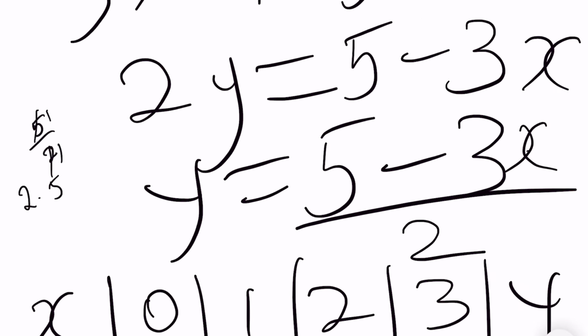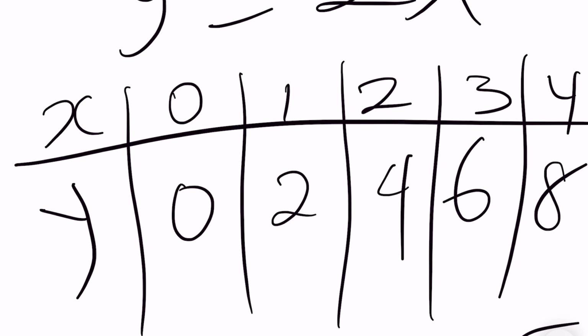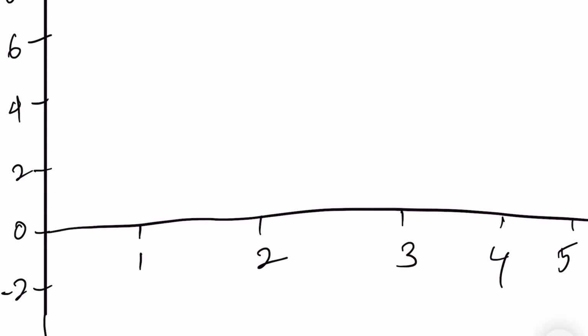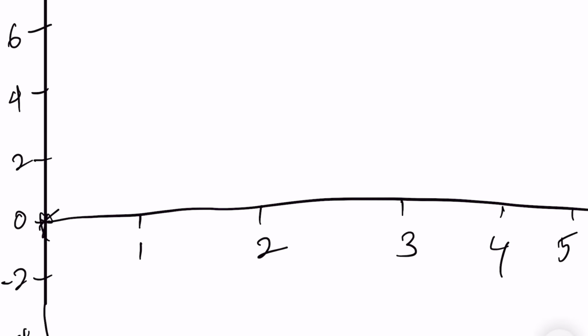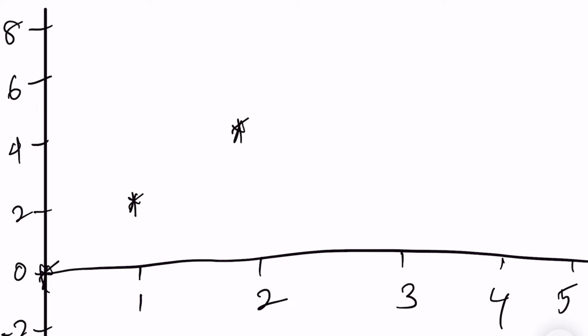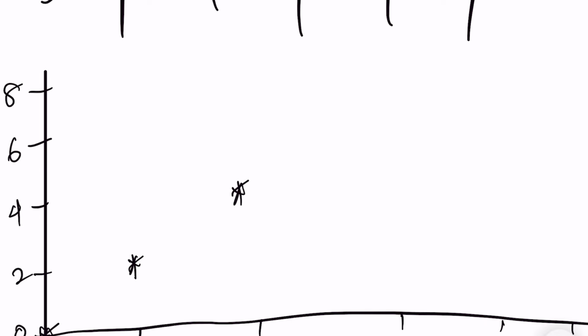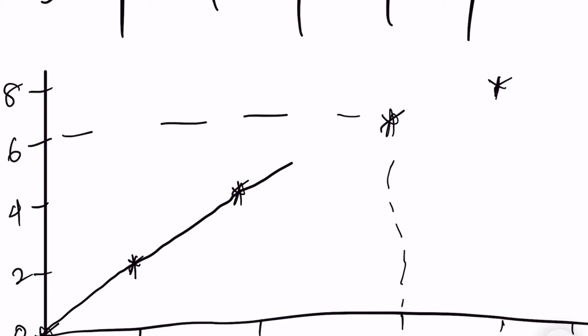Now for the first graph, where x is 0, our y is 0. Where x is 1, our y is 2. So we have 2, 4, 6, and 8. So we draw our graph.